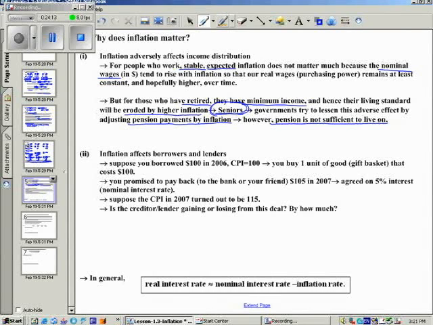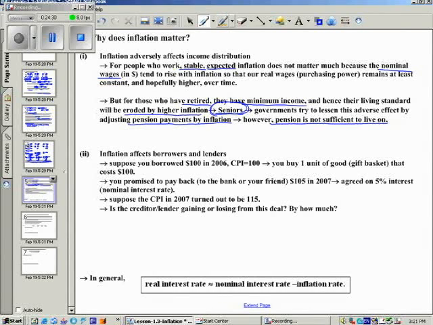A second reason is that inflation affects borrowers and lenders. As a country, we sometimes borrow money and sometimes we lend money to other countries, and inflation tends to give us a bad reputation over time. Why is that the case?